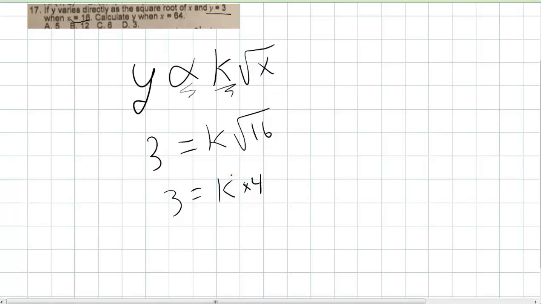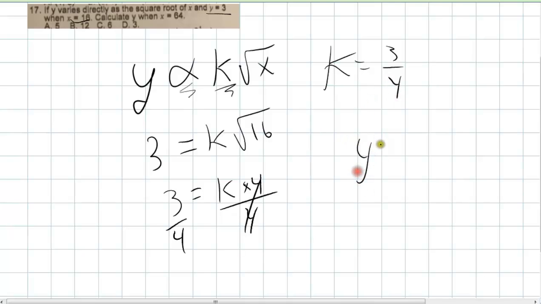So then what you're going to do is divide by 4 on both sides, right? So k is equal to 3/4. And then we're going to say calculate y when x equals 64. So k we know is equal to 3/4. So now we're going to rewrite our equation. y is equal to 3/4 times the square root of x. Now we know k. So we can go ahead and just plug in the numbers that they gave us.